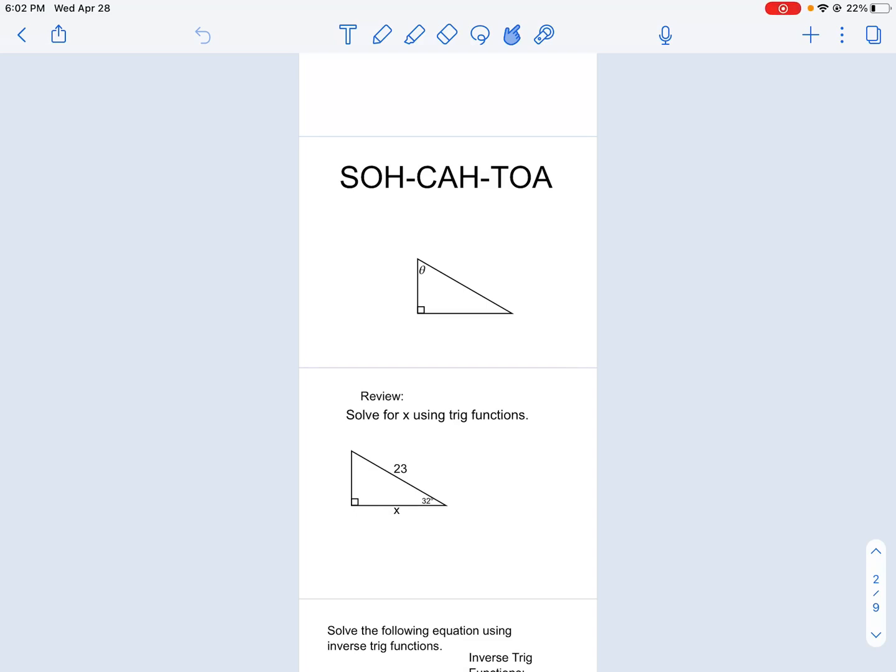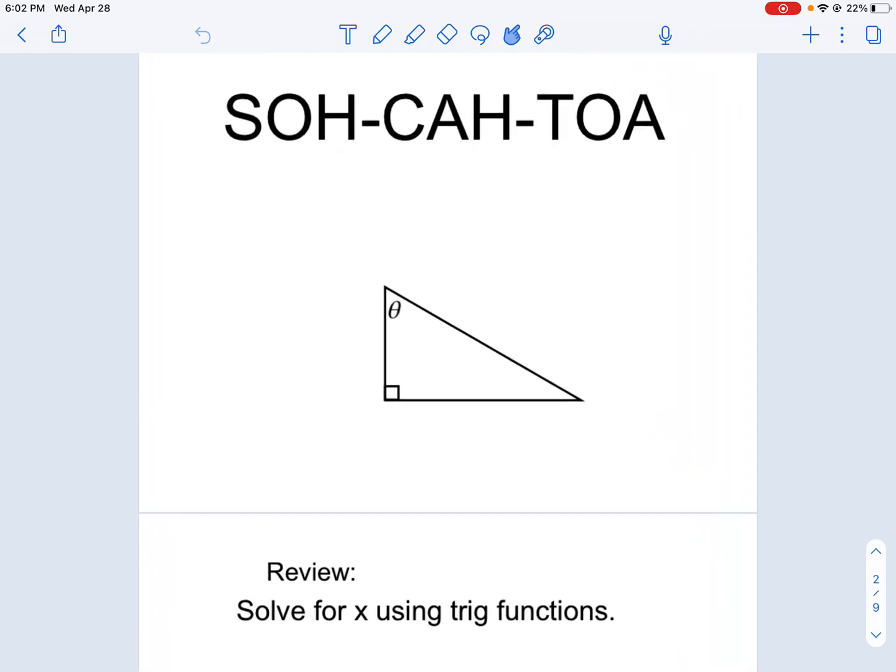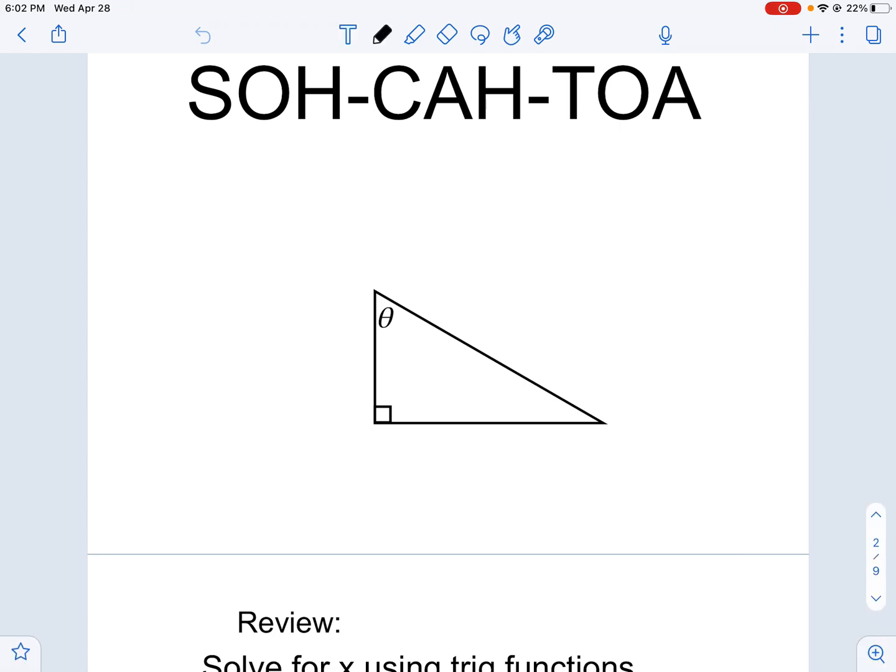All right, guys, hello. This video is going to be over inverse trig functions. This is also section 9.6 in Big Ideas Math. So we just remember SOHCAHTOA, which if you've watched the other videos, you know, but it's something that's important. So let's talk about it.